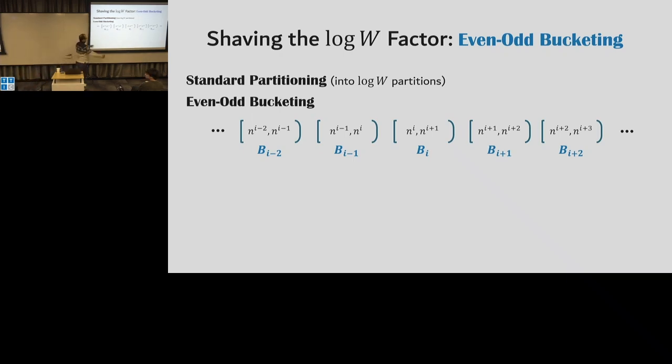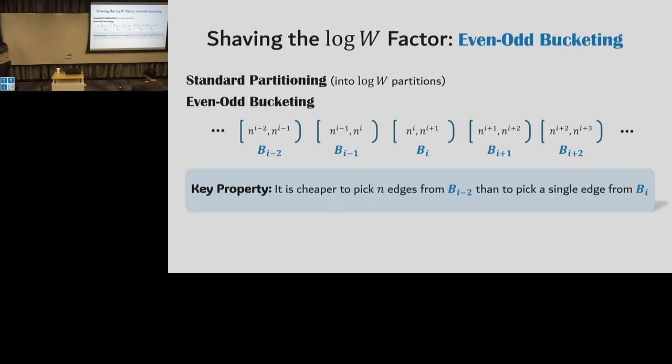Instead of looking at partitions that differ by a constant factor, we are partitioning the weights into buckets that differ by a factor of n almost. So it's like n to the i minus 2 to n to the i minus 1 is the bucket i minus 1, and n to the i minus 1 to n to the i is the next bucket, and so on. All differ by a factor of n.